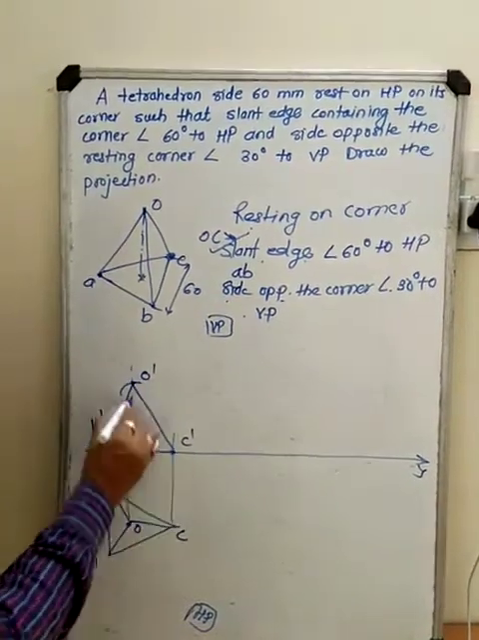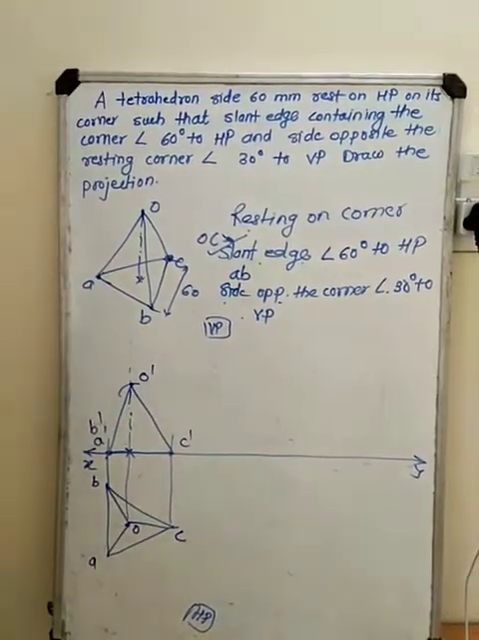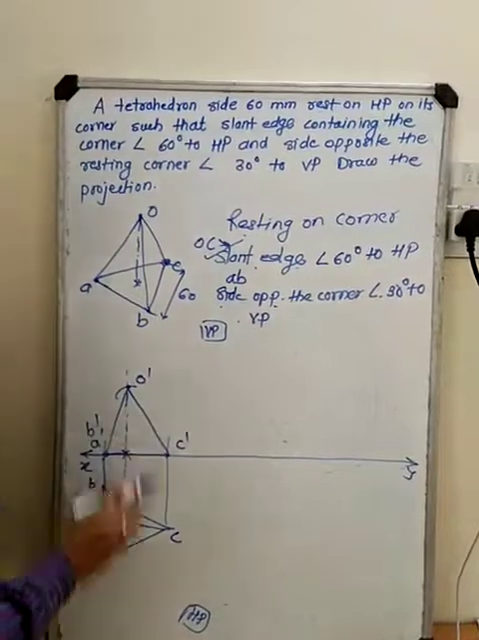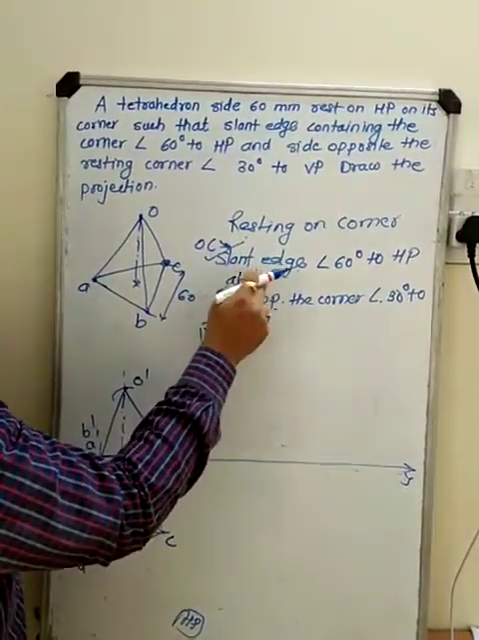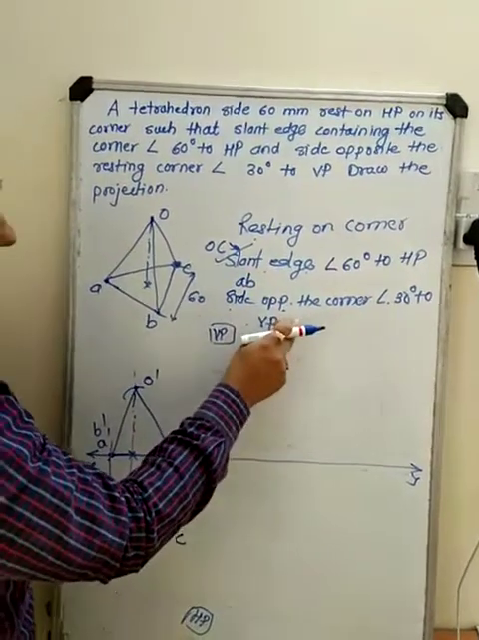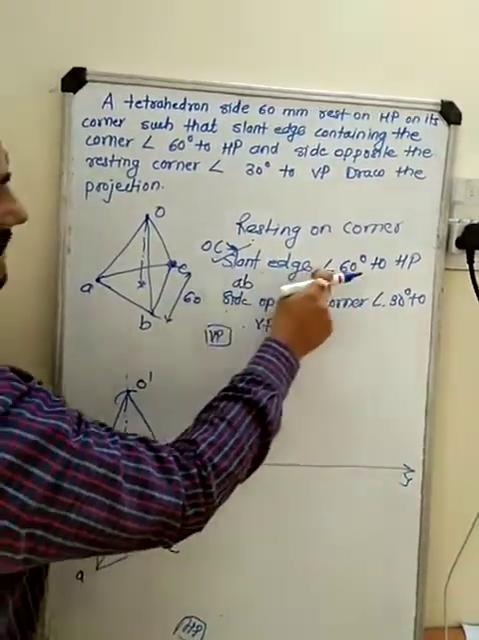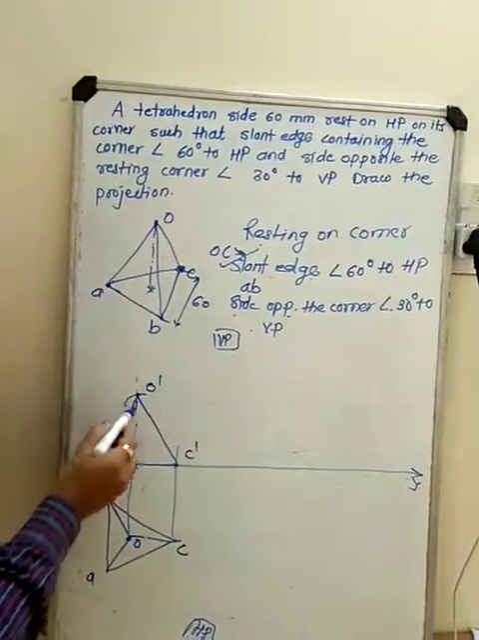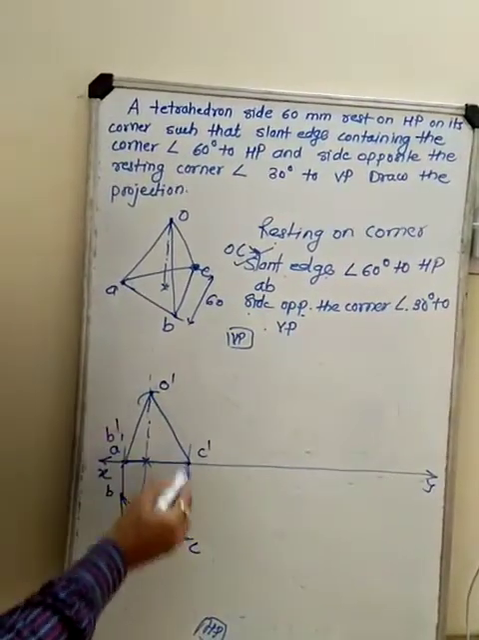Okay, so this is the projection of solid. Now this is the first step. Now in the second step, either you will have to satisfy this condition or this condition. Slant edge inclined 60 degrees to HP means you will have to make the inclination of OC with HP.